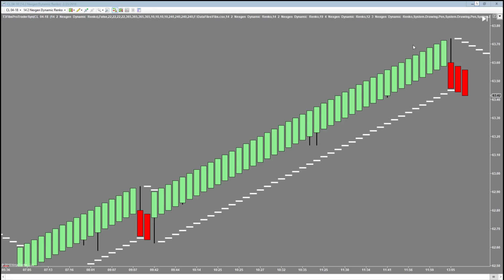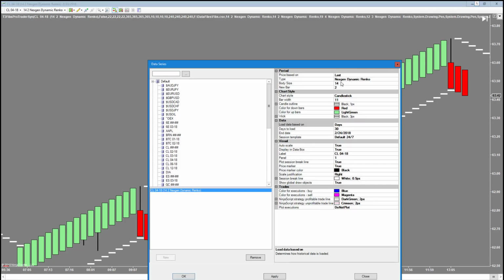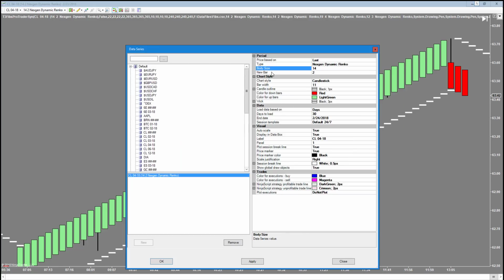The bar type that Nexgen Software uses, we've created ourselves. It's called a Nexgen Dynamic Renko Bar. And the only thing that you're going to really concern yourself with is, and again, we've already set up the size of the bar, but you'll see here on the input, body size equals 14 ticks, and then 2 ticks to make a new bar.